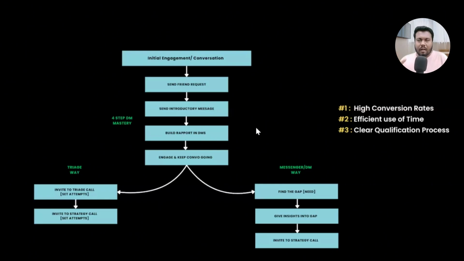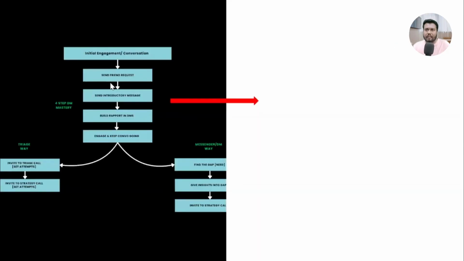For now, you just have to understand these 3 steps: the 4-step DM mastery, the triage way, and the messenger DM way. There is a triage script as well, and there is a messenger DM script as well. We are going to see both the ways to book a call with your ideal clients so that you can identify which way works for you the best, which way aligns with the way you do business. Okay, so let's start. This is the same diagram that we have explained here.